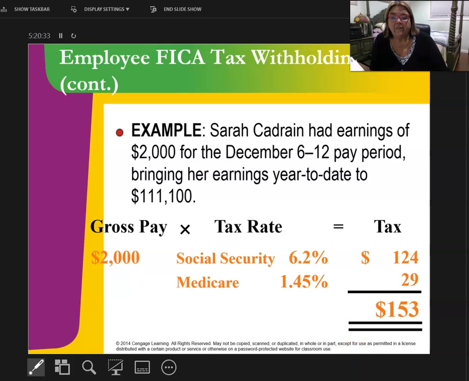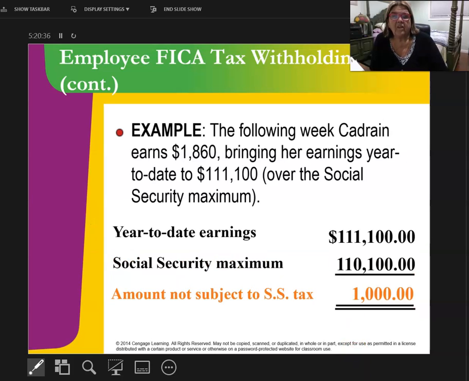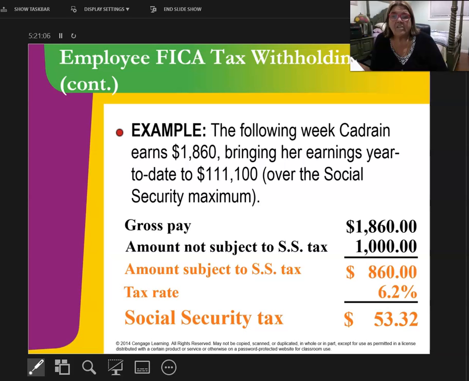Now let's look at what would happen if she was over the max for FICA. So this employee earns $1,860, and that will bring her year to date over $111,100. So what you need to do is figure out how much over they are. I take the year-to-date earnings, and by the way, this is the year-to-date after the pay of $1,860. So $1,000 of it is not taxable, only the $860. And so I'm only going to tax it at 6.2% times 860, and only for Social Security. Medicare doesn't have a maximum.